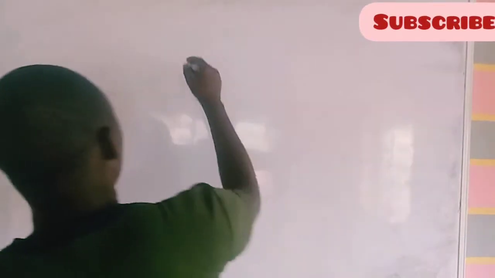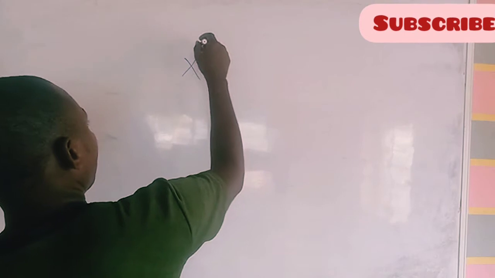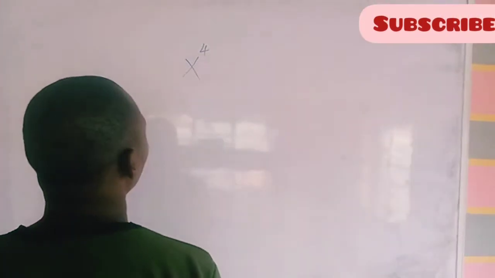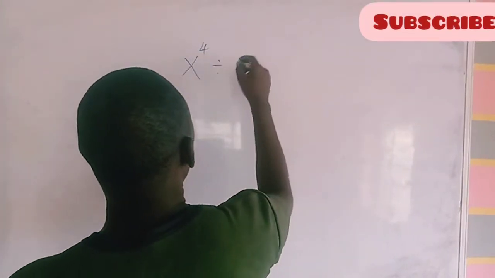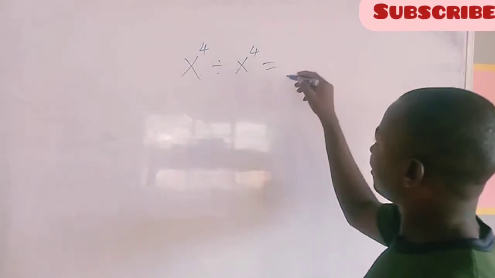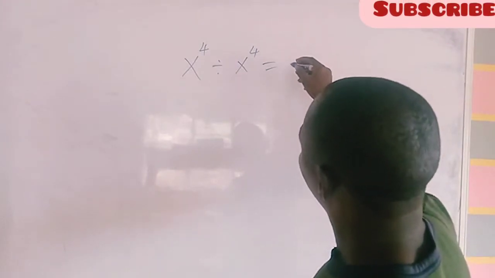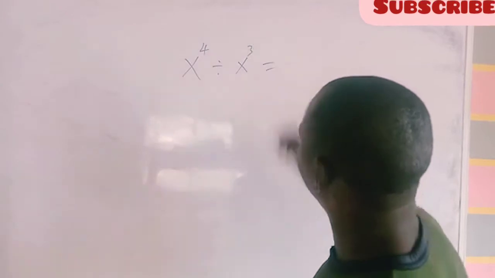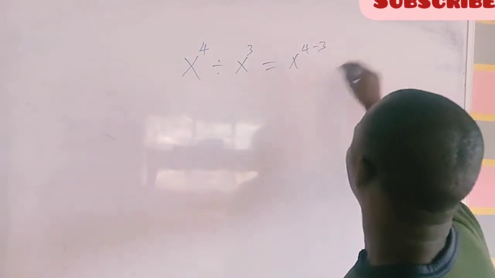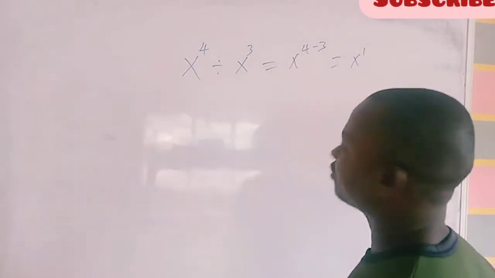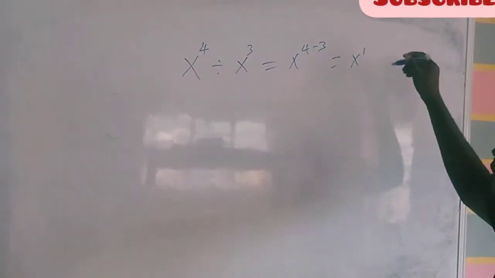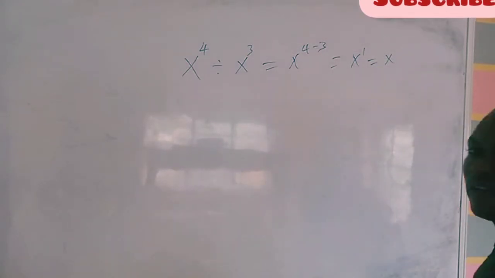So, let's assume we have x raised to the power 4 divided by x raised to the power 3. Okay, let me use it this way. Which will give us x raised to the power 4 minus 3, which is equal to x raised to the power 1, because 4 minus 3 equals 1. So, because x raised to the power 1 is just x, that's our answer.